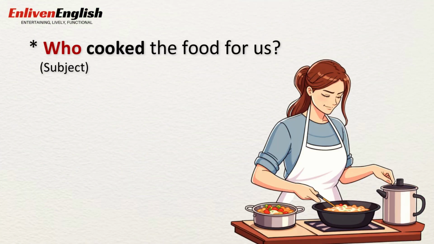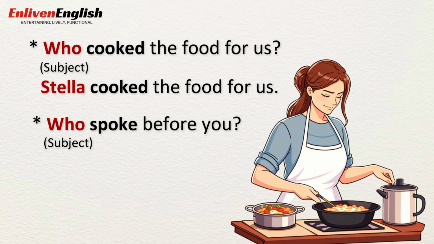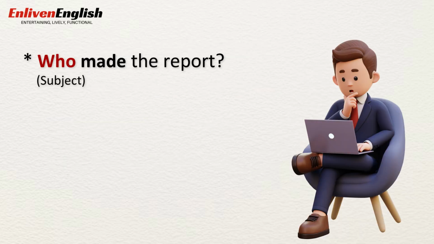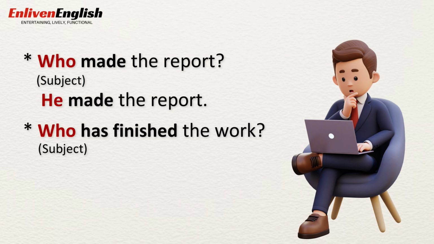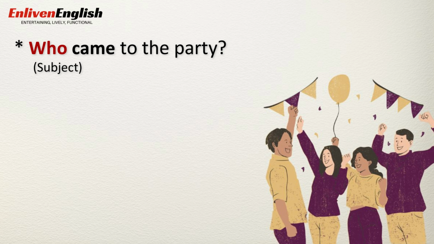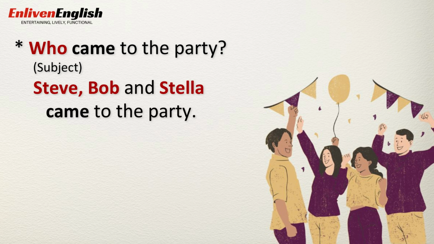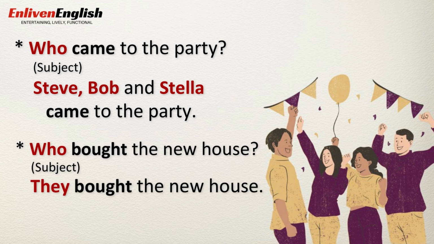Who cooked the food for us? Stella cooked the food for us. Who spoke before you? Mark spoke before me. Who made the report? He made the report. Who has finished the work? She has finished the work. Who came to the party? Steve, Bob, and Stella came to the party. Who bought the new house? They bought the new house.